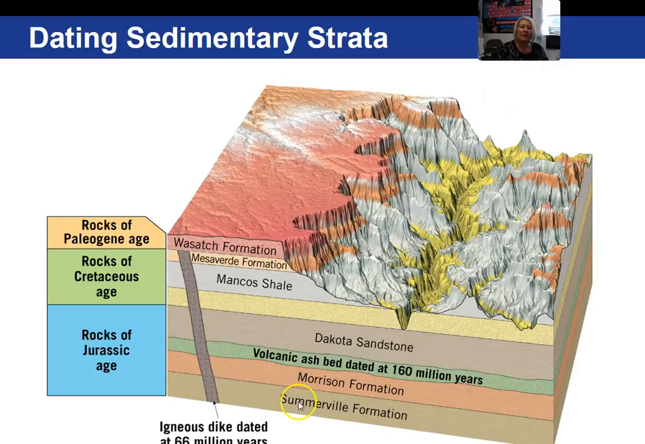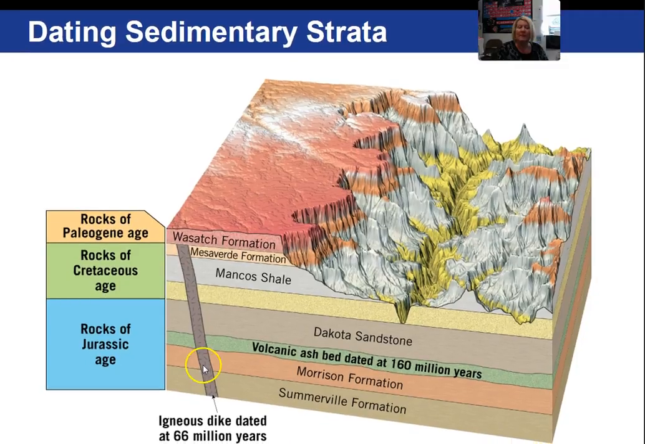Here is an example. We have sedimentary rocks, Sundance and Morrison. We have a volcanic ash bed that has been radiometrically age dated at 160 million years. And then we have more sedimentary rocks on top of that, the Dakota sandstone, this other layer, shales, all the way up. And then we have another igneous intrusion here, a dike, dated at 66 million years ago. And the best that we can say about the Morrison and the Sundance formations is that they are older than 160 million years old.